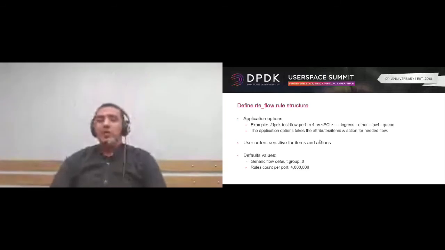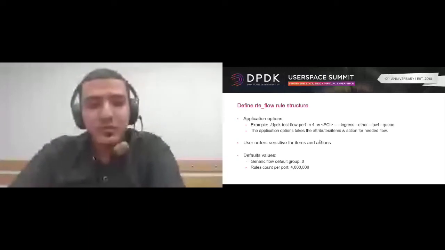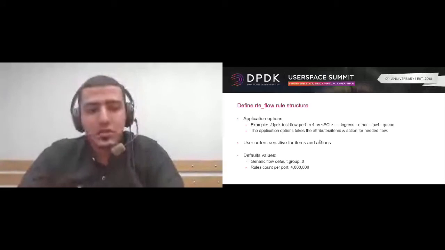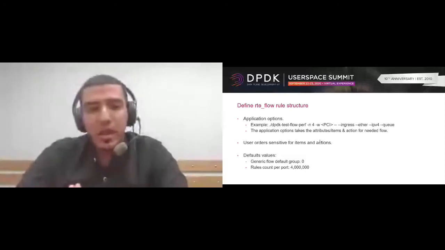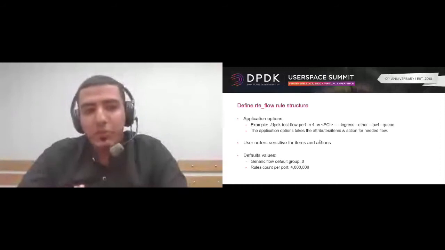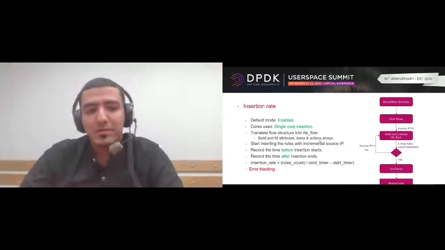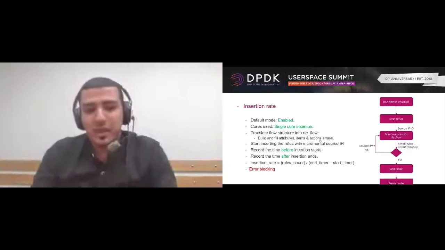Okay, now let's start to talk about the features in this application. The first feature that we're talking about is the insertion rate. What is the insertion rate? The insertion rate is the total number of RTE flow rules that can be inserted to the hardware using DPDK in a unit of second. This feature is enabled by default, and the supported cores for this feature is currently single core insertion. It mainly translates the flow structure into RTE flow by building and filling the attribute, items and actions.